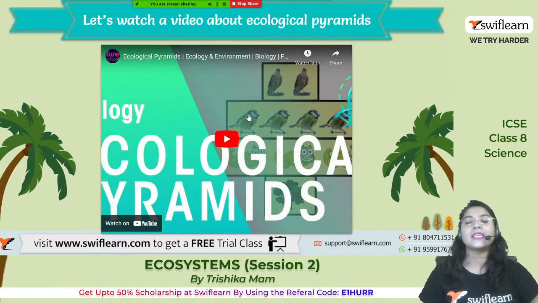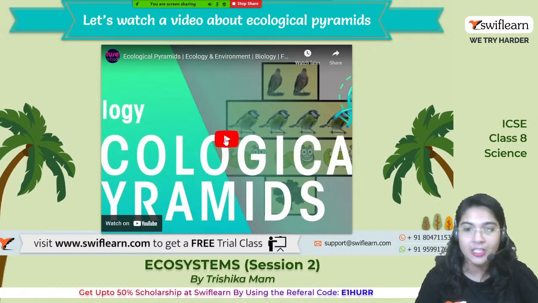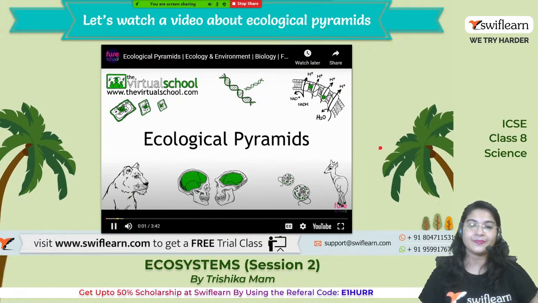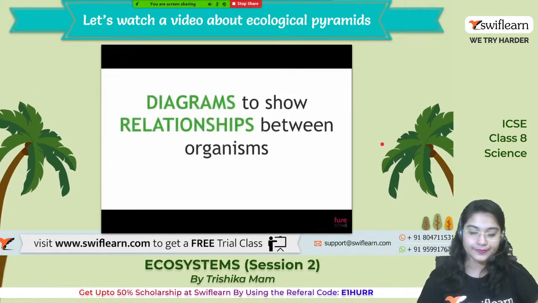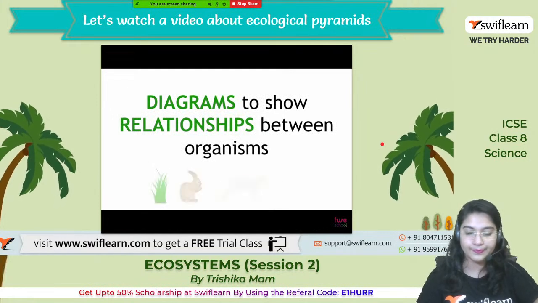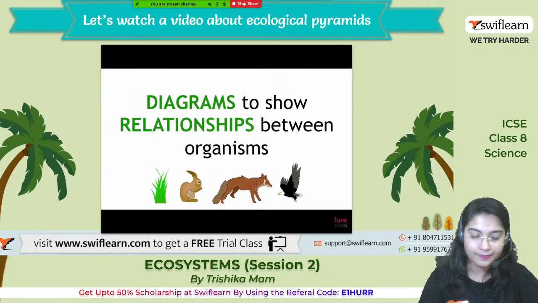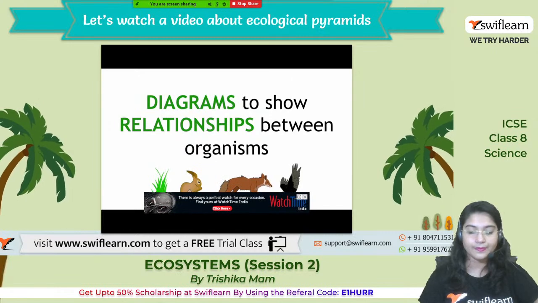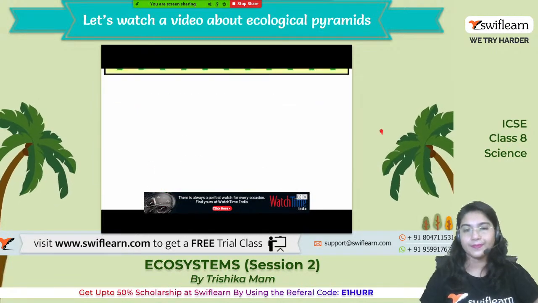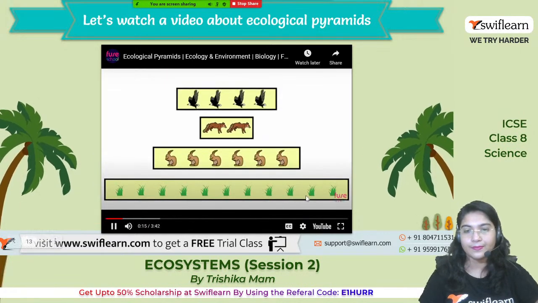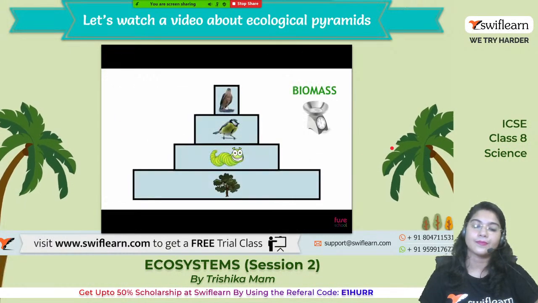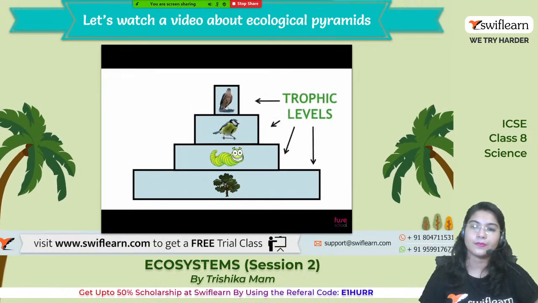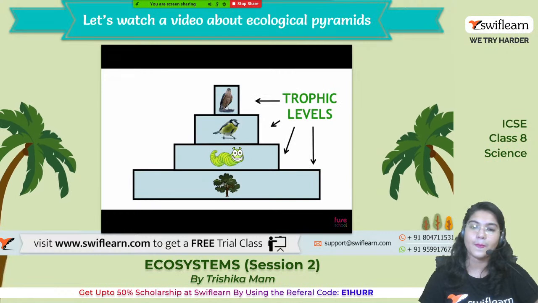Now let us see some ecological pyramid through a video. Ecological pyramids are diagrams used to display quantitative data and show the relationship between organisms in an ecosystem. They are made up of bars stacked on top of one another. They can be used to show number of organisms or biomass of each trophic level in the ecosystem.